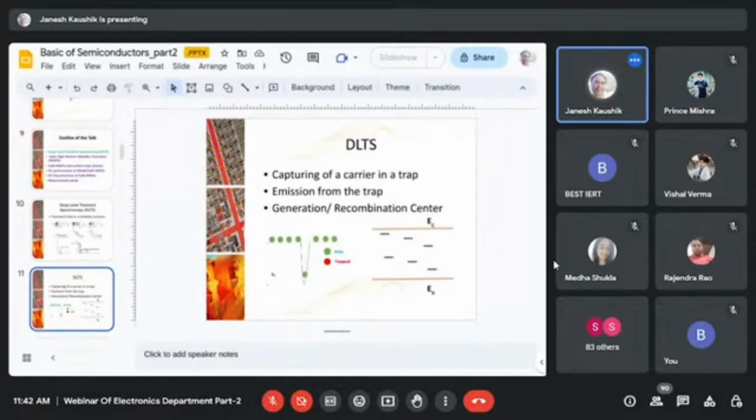But statistically, when we calculate that the capture rate is more than the emission rate, we say that the trap is occupied by the charge, and it has a finite capture cross section. It's like a valve, as you can see in this simple pictorial representation of how an electron is getting trapped, denoted by the red color.